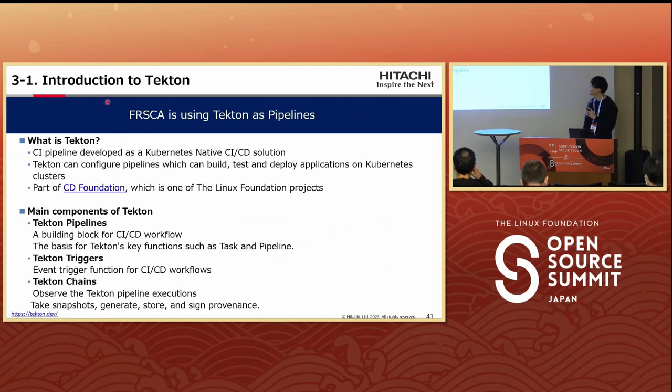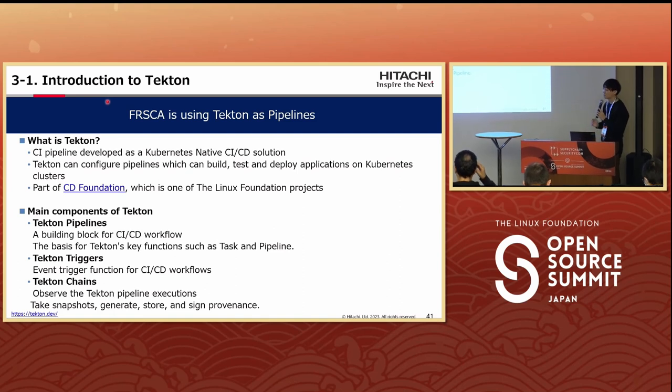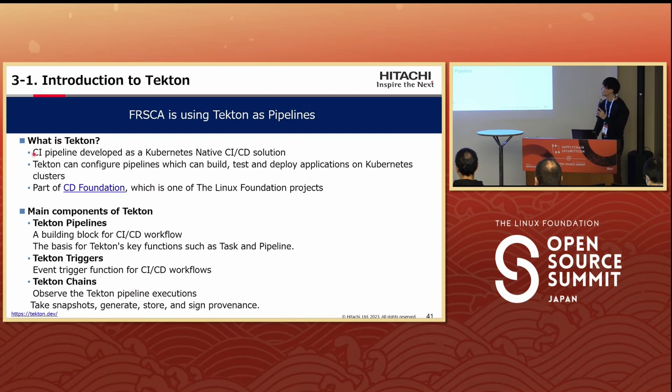Next, I introduce Tekton. FRSCA is using Tekton as pipelines. What is Tekton? Tekton is a CI pipeline developed as a Kubernetes-native CI/CD solution. Tekton can configure a pipeline which can build, test, and deploy applications on Kubernetes clusters. Tekton is a part of the CD Foundation, which is one of the Linux Foundation projects.